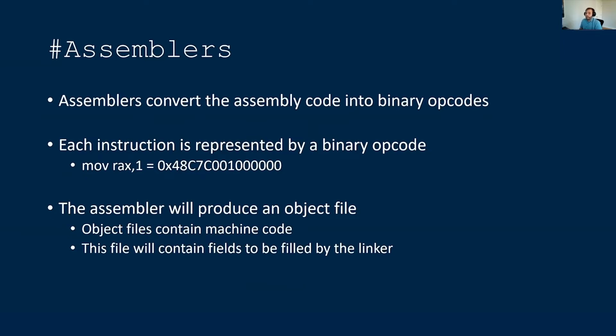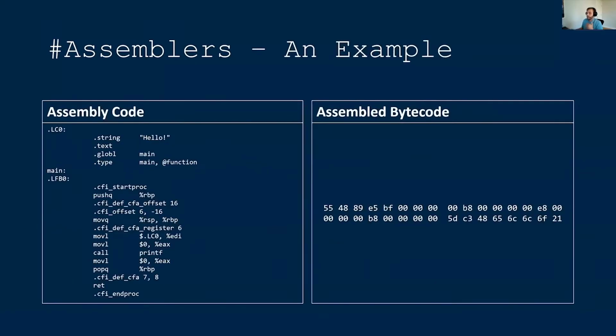And so the output of the assembler is an object file. This object file has opcodes in it. And so again, these are the binary representation of what actually gets interpreted and processed by your CPU. And so I know most of you are probably familiar with the concept of assembly language.